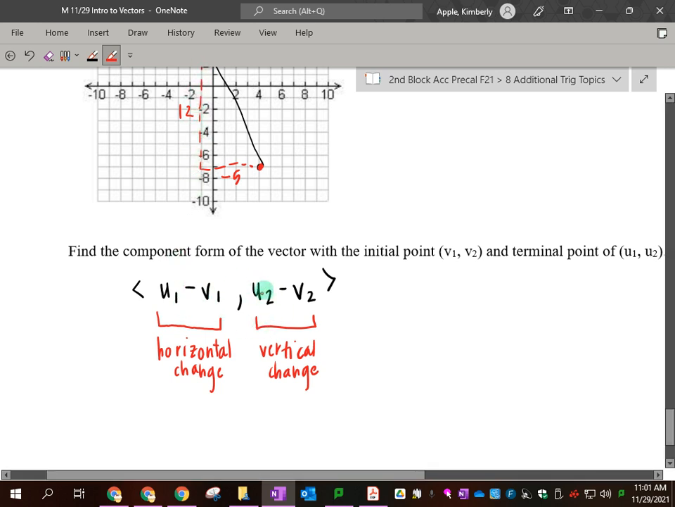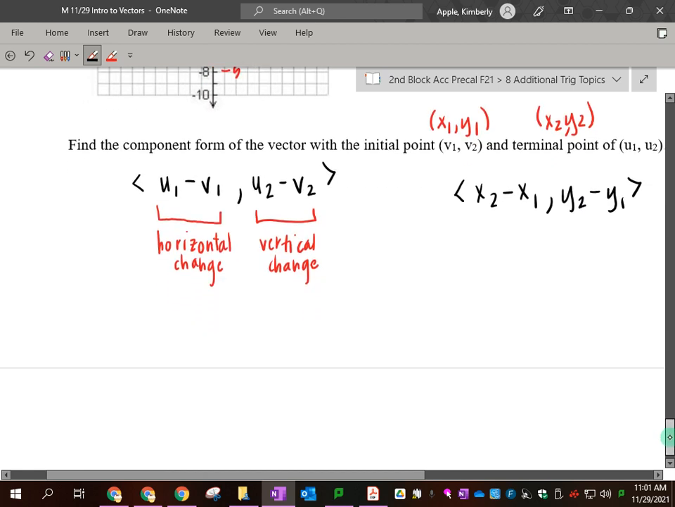This just gives it to me without having to look at the graph. If you have initial point x1, y1, and terminal point x2, y2, this formula looks like this: x2 minus x1, comma, y2 minus y1, which is a little more familiar. This is the horizontal change, and this is the vertical change. Either way works.